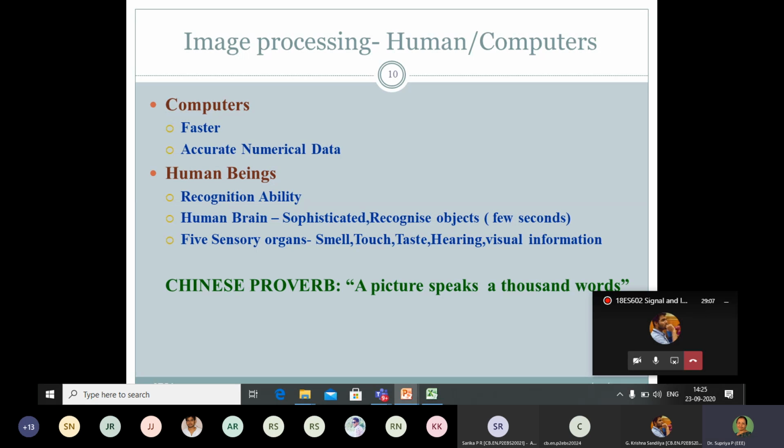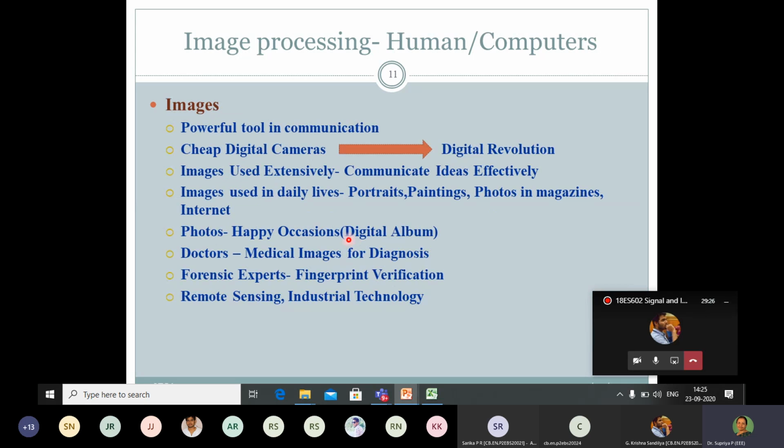Why do we want to give significance to images? When we talk about images, you have photographs of happy pictures given in a digital album, and you are aware that nowadays doctors use medical images for diagnosis, even done remotely, and forensic experts use fingerprint recognition. There are still thousands of applications in remote sensing, industrial technology, and so many other aspects of automation.